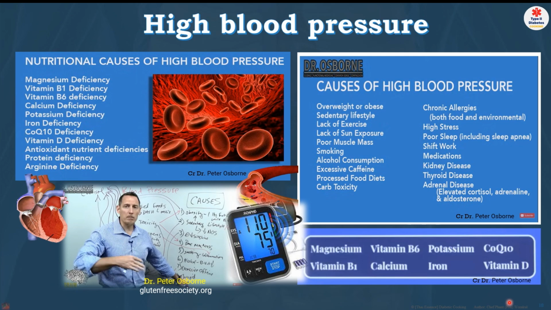But if you're not, then you can study him a little bit and then just learn about the CoQ10, the magnesium, what it does to your body, and then he will explain the causes of high blood pressure. It's a lot: overweight, obese, lifestyle, lack of exercise, all those things come out pretty much like everybody says, but he goes to a really deep level to explain why and what gets into the system.